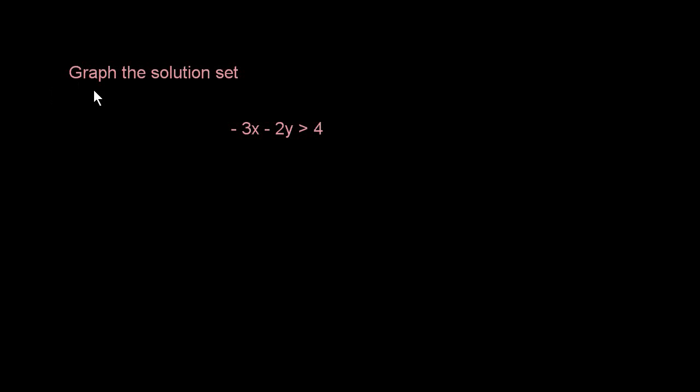We are to graph the solution set of this inequality. It reads negative 3x subtract 2y is greater than 4. A good first step would be to put this as in the equation of a boundary line. We need to graph the equation of a boundary line, so let's put this in slope-intercept form. Go ahead and hit pause and see how you do at putting this into slope-intercept form as an equality.